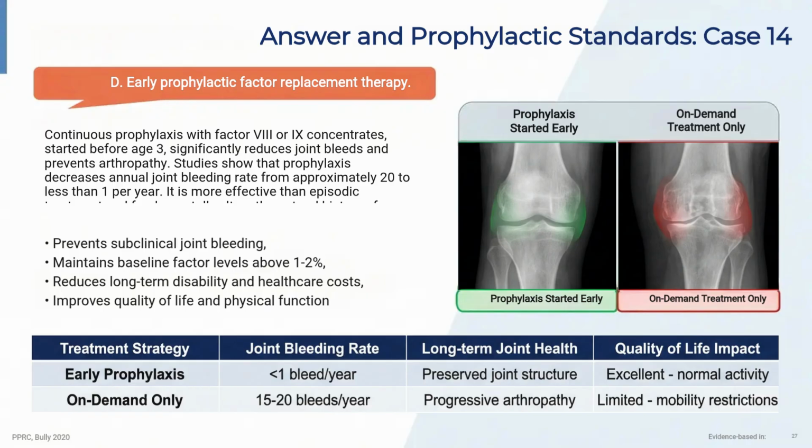Key benefits of early prophylaxis include preventing subclinical joint bleeding, maintaining baseline factor levels above 1 to 2%, reducing long-term disability and healthcare costs, and improving quality of life and physical function.